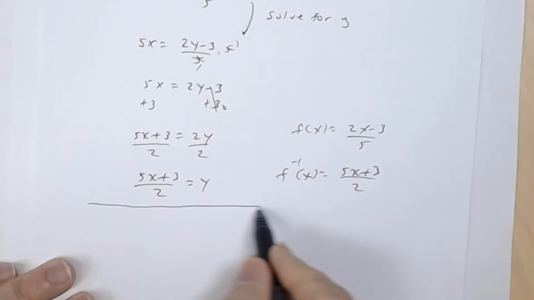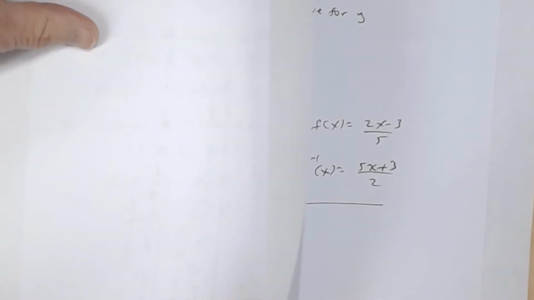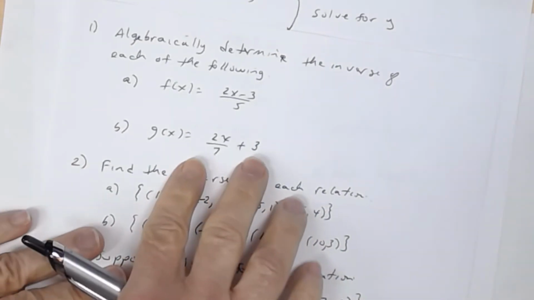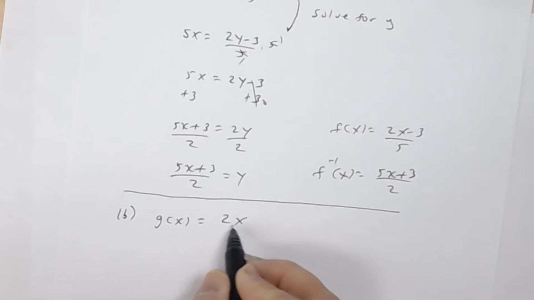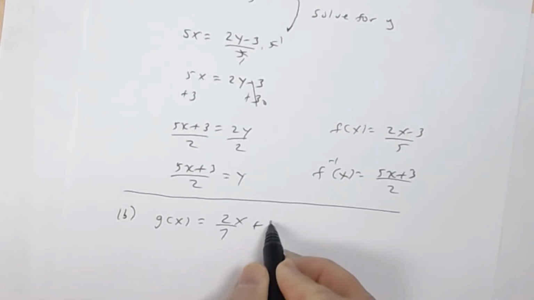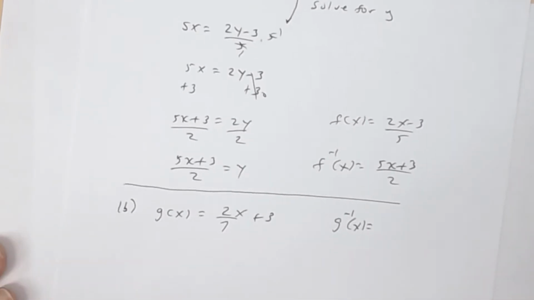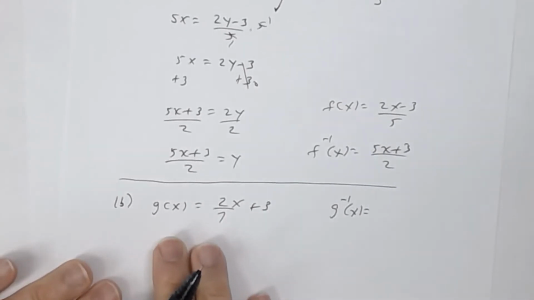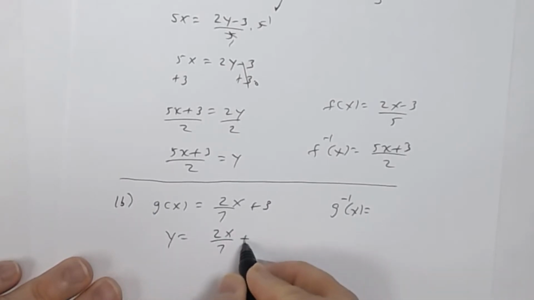Okay, you can do the same thing with 1b. So here's 1b, let me go back and find it. Here's our function g of x right here. So I'm going to go ahead and rewrite this. So g of x is going to equal 2x divided by 7, plus 3. And so I'm trying to find g inverse of x. First thing you do, just like we've been doing, is replace g of x with y. So I get y equals 2x divided by 7, plus 3.